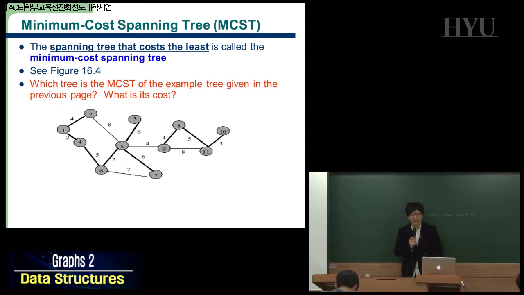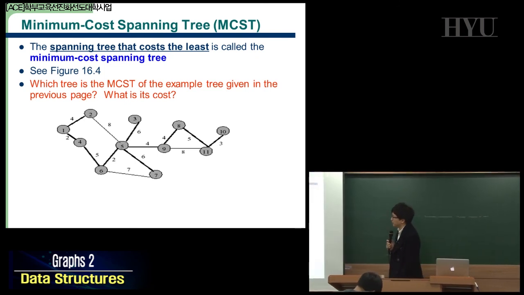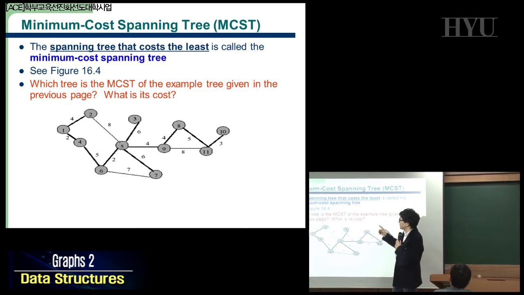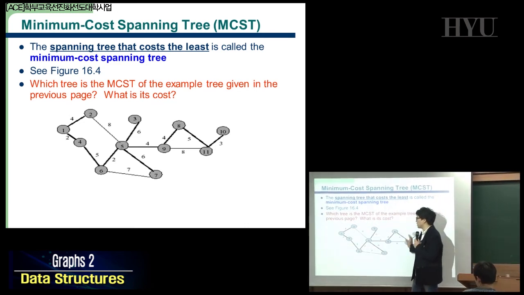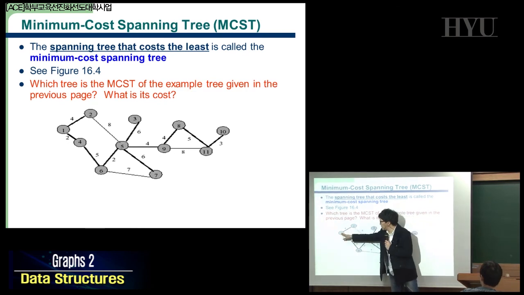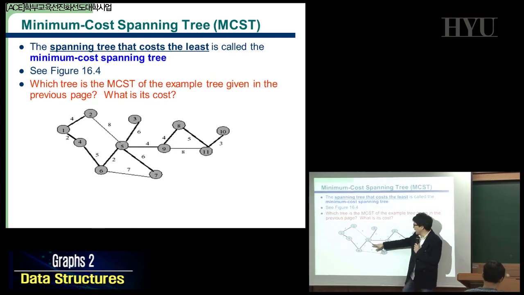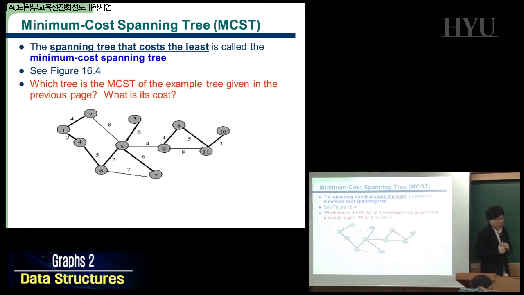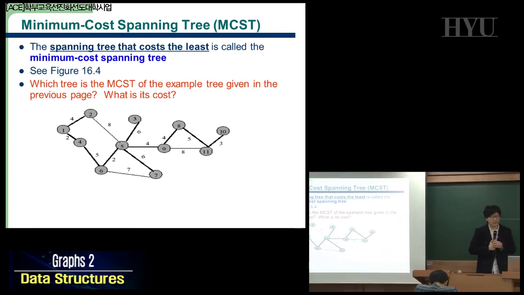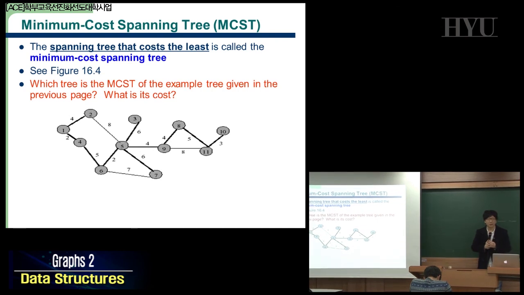These are simple examples. I also ask you to take a look at the book, and they actually give you this type of example, with bold lines as an example of a minimum cost spanning tree. This is the entire graph. If you just connect these bold lines, then it's a spanning tree that connects everyone. I think that is also a minimum cost spanning tree.